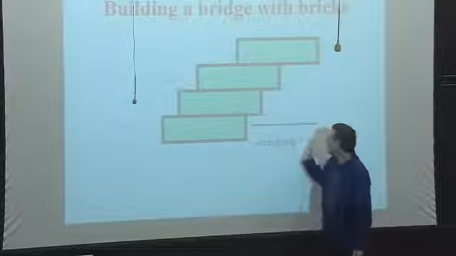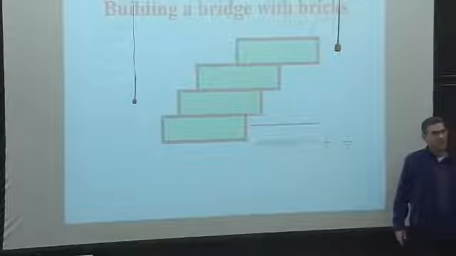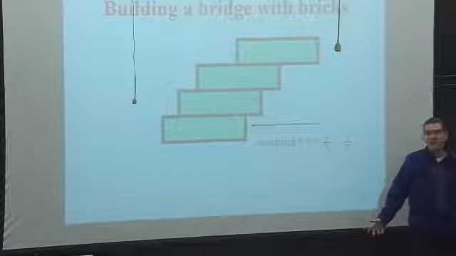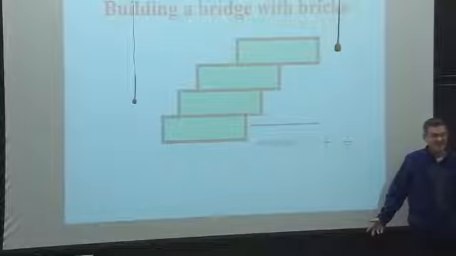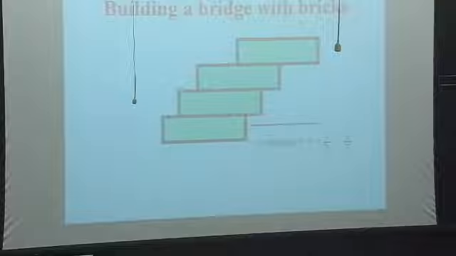And if you add up all the overhangs, 1 plus a half plus a third plus a fourth, and so on, if you do that, then the overhang will be infinite. So you can build an infinitely long bridge just with no glue and no counterweights. The only problem is, there are two problems. First, you can't stand on the bridge. That's a bad idea.